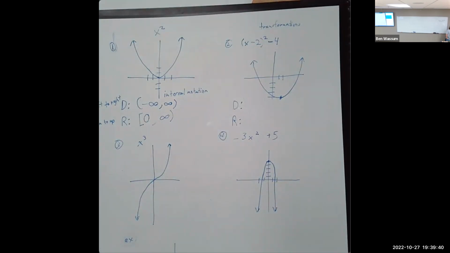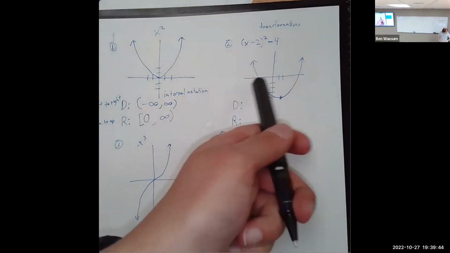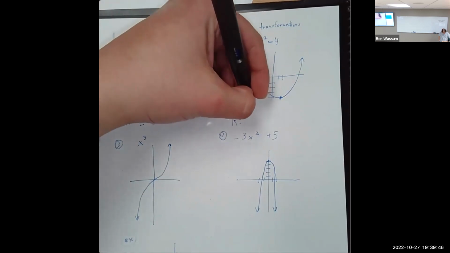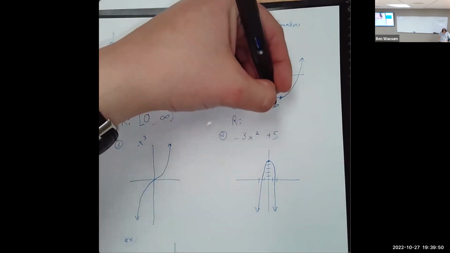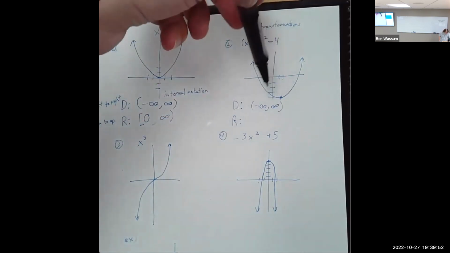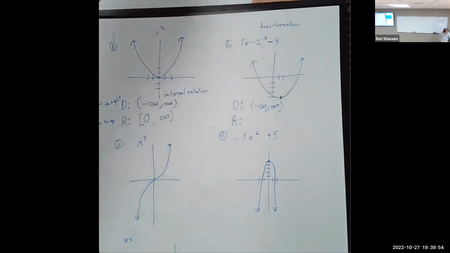So there's nothing I can plug into this thing to break it. Again, it's the same shape, so we're going to have the exact same domain. It never stops going to the left. It never stops going to the right. So it's negative infinity to positive infinity.